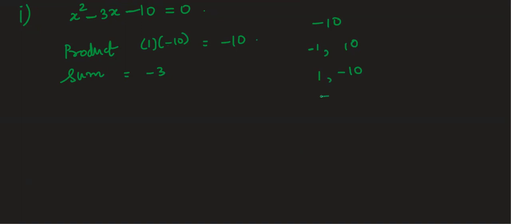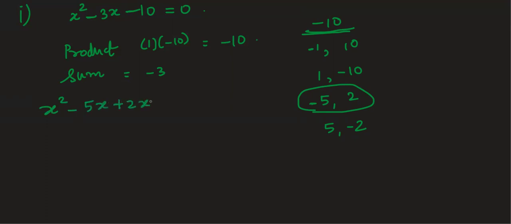Then start with 5 comma 2. So 5 2s are 10. We can write minus 5, 2, or we can also write 5 comma negative 2. Okay, so in all of these, the sum should be negative 3. So only if I choose this one, the sum will be negative 3. So now how do I write? So x square, in the place of 3x, I'm going to write minus 5x plus 2x minus 10 is equal to 0.